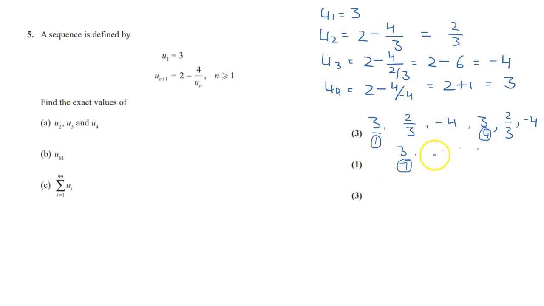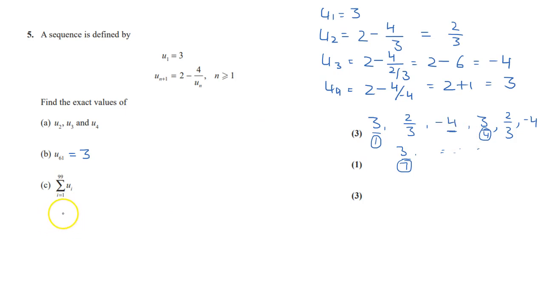So you see in this you will find the 61st term. Up to 60 is divisible by 3. So 60th term will be negative 4. 61st term will be 3. That's why this question is just 1 mark. That will be 3. Now you have to find the sum.